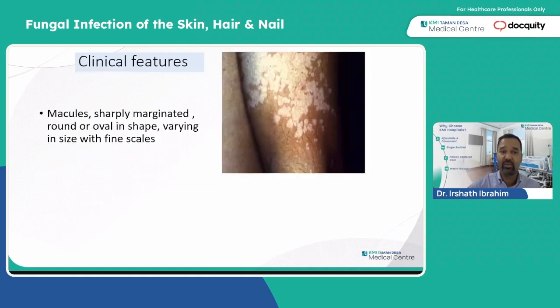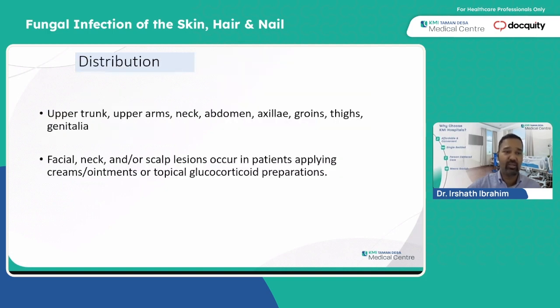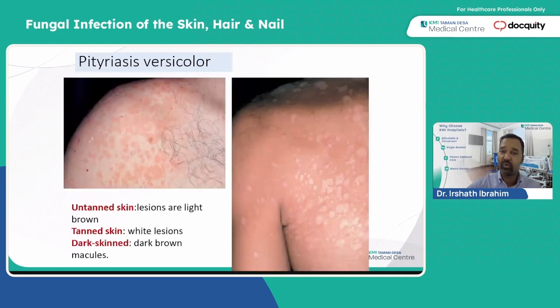You get sharply marginated macules, round or oval in shape, varying in size and with fine scaling. The typical distribution is the upper trunk, sweat-prone areas like the chest, upper trunk and arms. In untanned skin, the lesion tends to be light brown. In tanned skin, the lesion tends to be whitish. In dark skin, the lesions tend to be dark brown macules. So versicolor means a variety of colors.